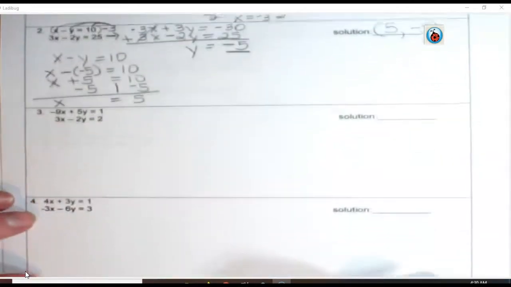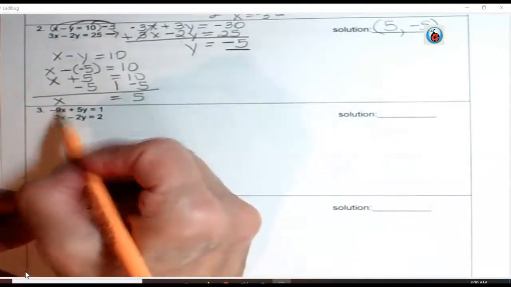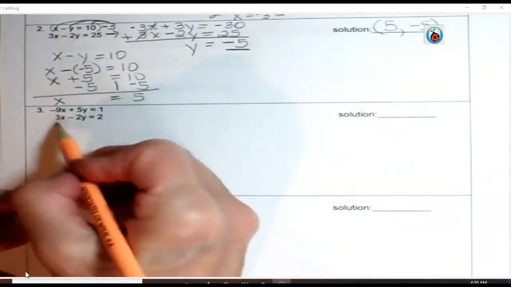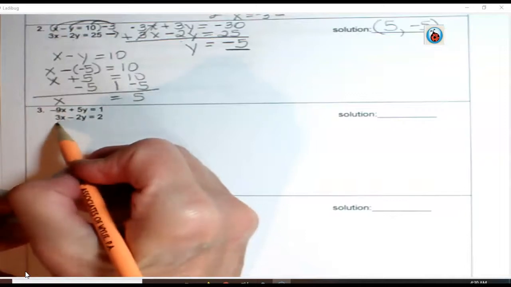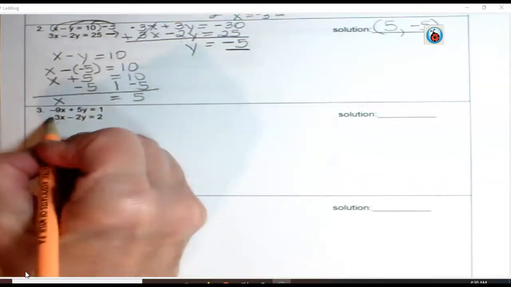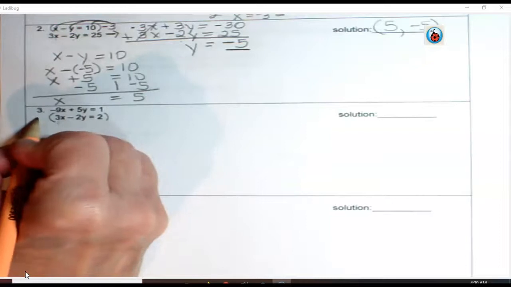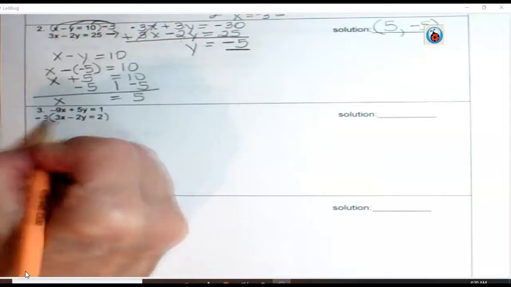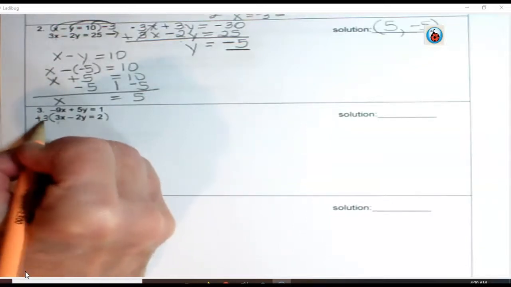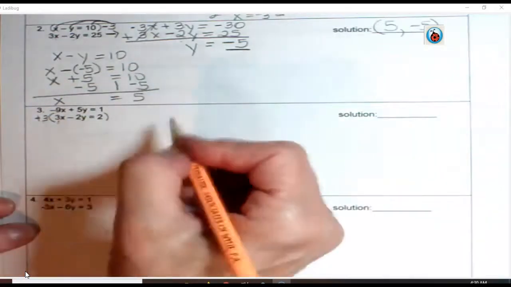All right, let's look at number 3. Okay, on number 3, I've got to look. If I add them, I won't be able to get rid of them because they don't have the same coefficient or opposite coefficients here either. So I'm going to take this bottom equation and I'm going to multiply it by a negative 3. Because negative 3, oops, I'm going to have positive 3. Positive 3 times 3 gives me a positive 9, and then they'll cancel out.